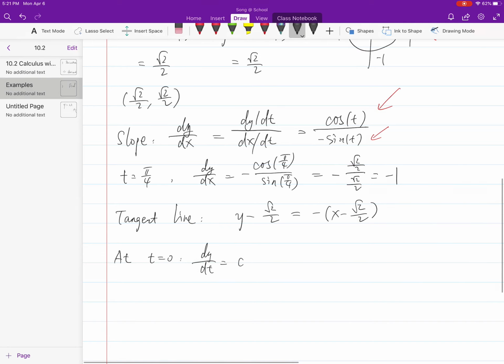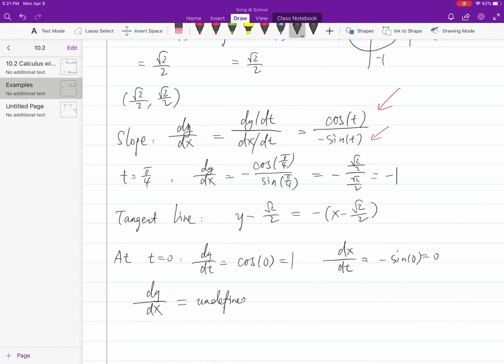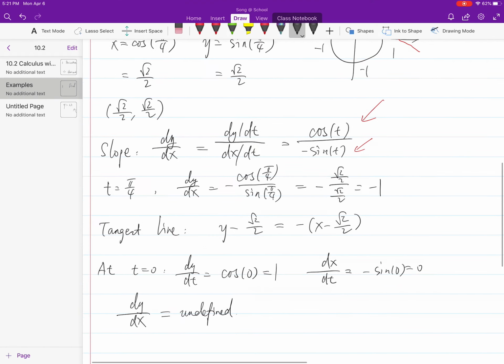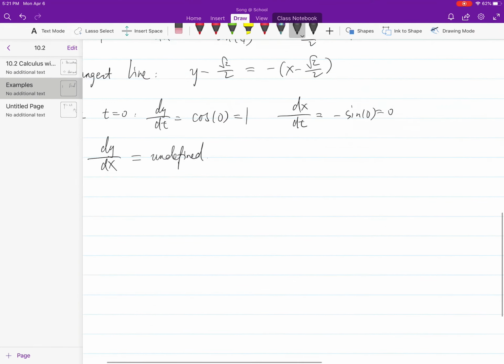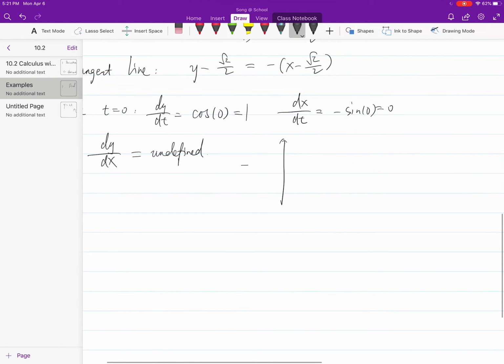At t equals 0, our dy over dt is going to be cosine 0, which is 1, and our dx over dt is going to be negative sine 0, which gives you 0. From here, you can see dy over dx is undefined, because you're basically dividing by 0. The one on the bottom is undefined.